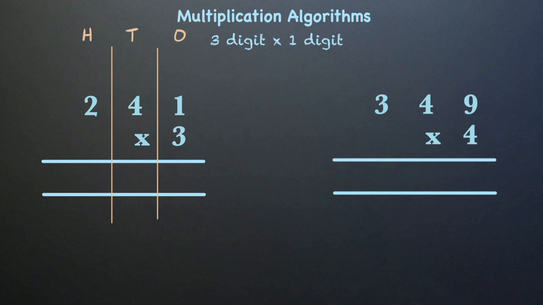If you haven't already had a look at the 2-digit by 1-digit multiplication, I suggest you start there and I'll put a link in the description. Otherwise, let's get straight into it.